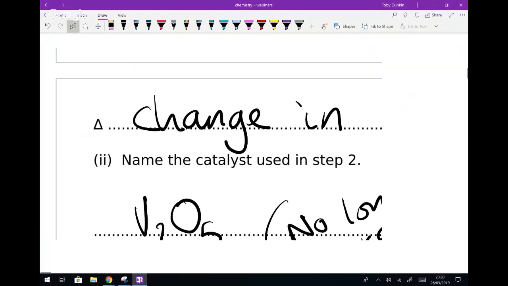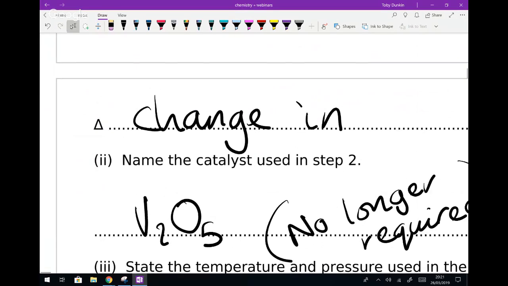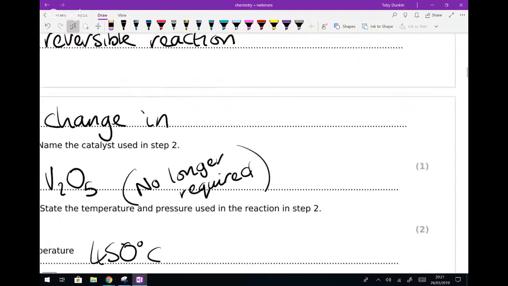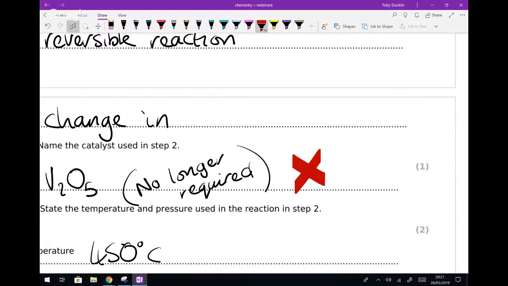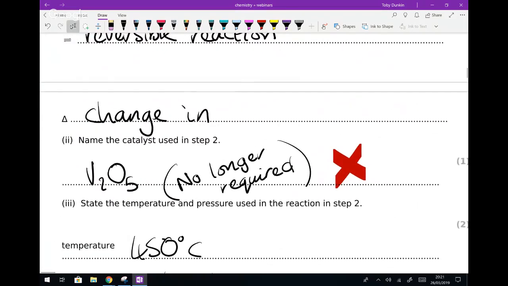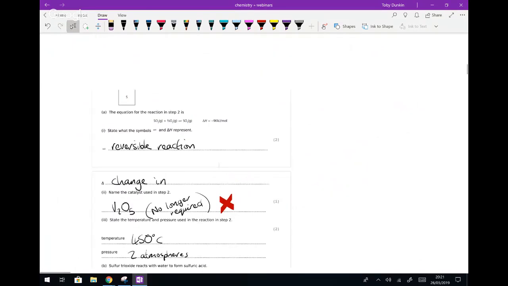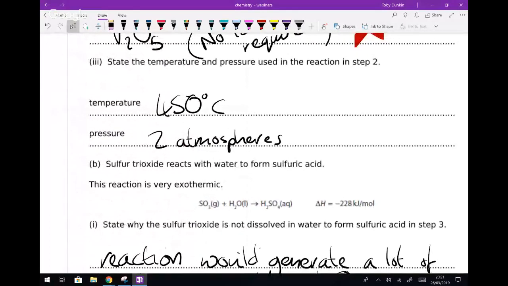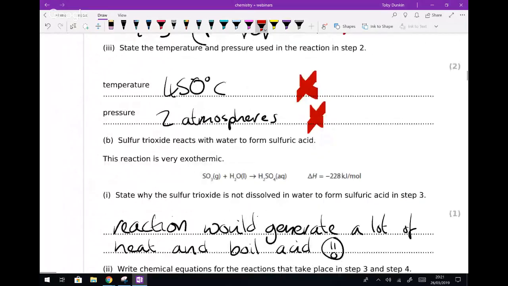They ignored the H, they just gave you the triangle. This means change in. Right, this is no longer required for Edexcel. So no longer requires the vanadium pentoxide catalyst used for step 2. No longer required, so you don't need it. It then says state the temperatures for steps 2. You don't need these either, so they're gone.